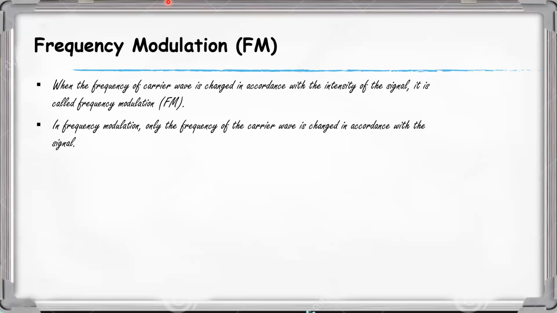In frequency modulation, only the frequency of the carrier wave is changed in accordance with the signal. The amplitude of the carrier remains constant, but the frequency changes. In amplitude modulation, only the amplitude of the carrier changes, frequency constant. Here the frequency of the carrier is changed and the amplitude remains constant. Then frequency modulation, frequency of the carrier wave is changed in accordance with the signal.